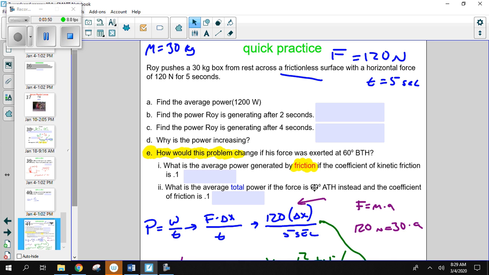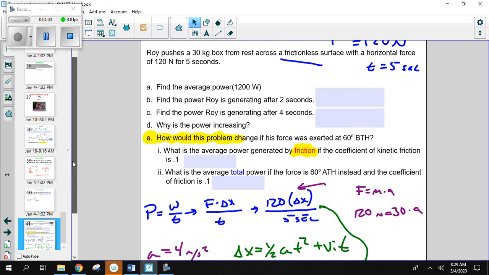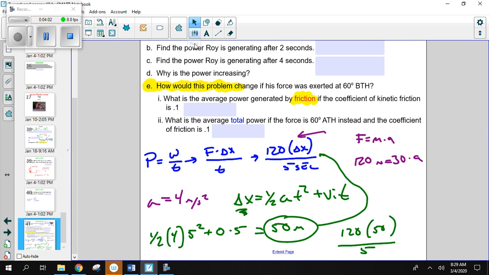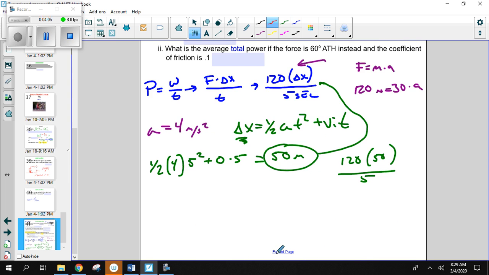So we don't have a lot of power in the beginning, we have a lot at the end, that's our average. Sweet. B and C are very similar, so what we're going to do is find our instantaneous power for 2 seconds and for 4 seconds. So instantaneous power, instant. It's like an instant pot. Alright, anyways. 120 times v. I don't know v! That's alright. We can find v, right?